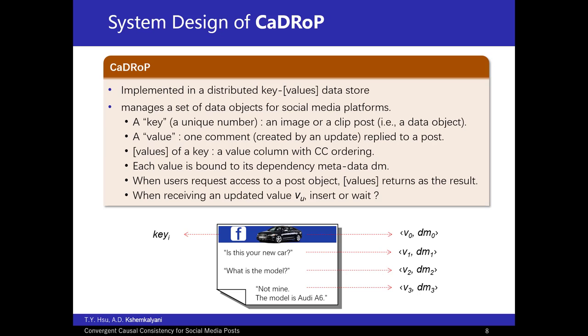Multiple values of a key are put into a value column in causal order. Each key or value is bound to its depends metadata. When users request access to a post object, the values in a value column are returned as the result. If the replica server receives an updated value VU, but some values that happen before it are not ready, VU will not be inserted into the value column until those happen-before values are visible.